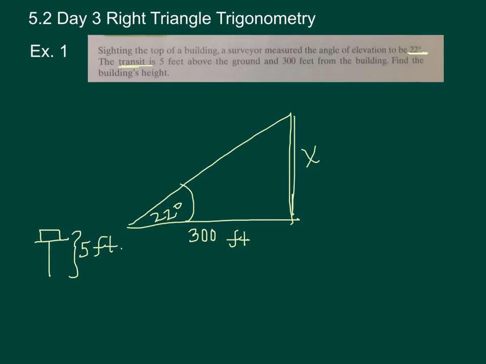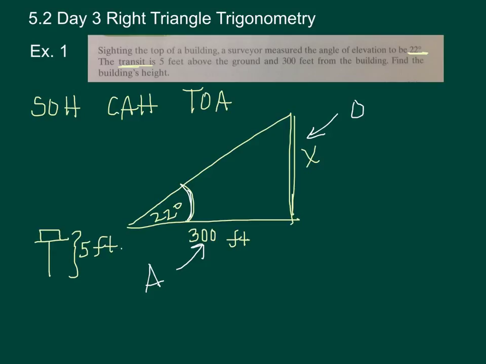So in all these problems, we're either going to use SOH, CAH, or TOA. So you have to figure out which trig function to use by the information they gave you. So if you notice, here's our angle. We have the adjacent side, and we're looking for the opposite side. So the best trig function to use would be tangent. You can always use the reciprocals as well. So tangent of 22 is equal to x, opposite over adjacent, which is 300.